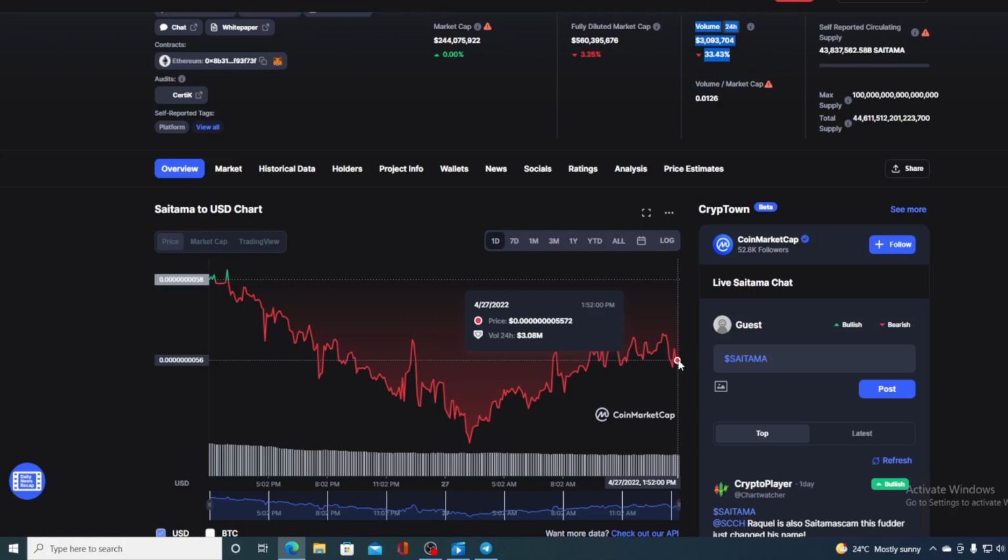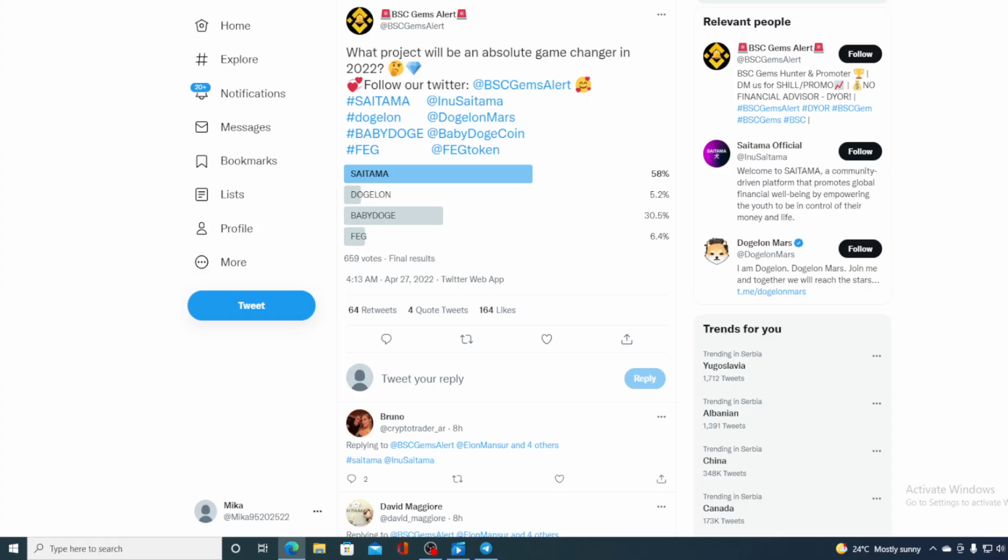Now, first of all, let me get back to the news that I started the video with. So guys, Saitama is of course still a meme token, and as a meme token, it's not missing on the popularity. Take a look at this. What project will be an absolute game changer in 2022? As I said, the holders are feeling particularly bullish. Take a look at this vote. Saitama is at number 1 with 58% of the voters thinking that it could be a game changer during this year.